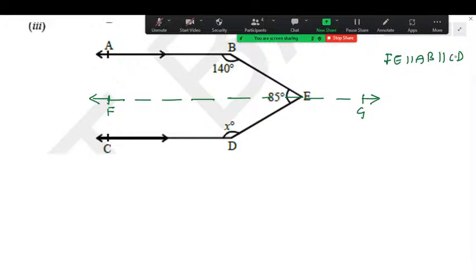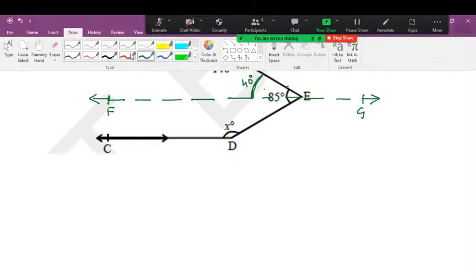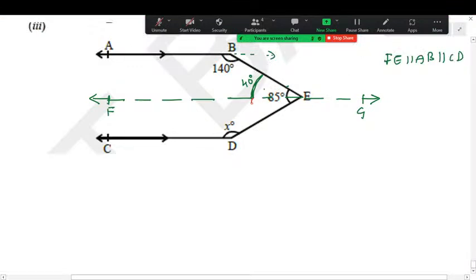Yes, sir. Now, what is special and known to us is this must be 40 degrees. Question arises why I'm saying so. Because these are actually co-interior angles. Do you think so? Yes, sir. Now, if it is 45 and the total angle was 85, can you tell me what is the value of this angle? Okay, so that is 40.